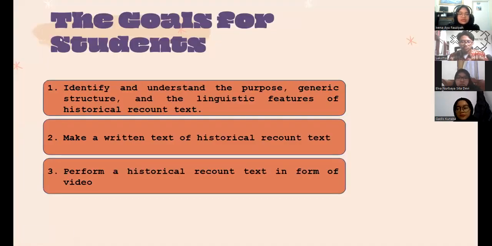So in this chapter, in the recount text, we have three goals. The first one is I want you guys to understand and identify the purpose, generic structure, and the linguistic features of historical recount texts. And the second, I want you to be able to write a historical recount text. And the last, I want you to be able to perform a historical recount text in the form of a video.